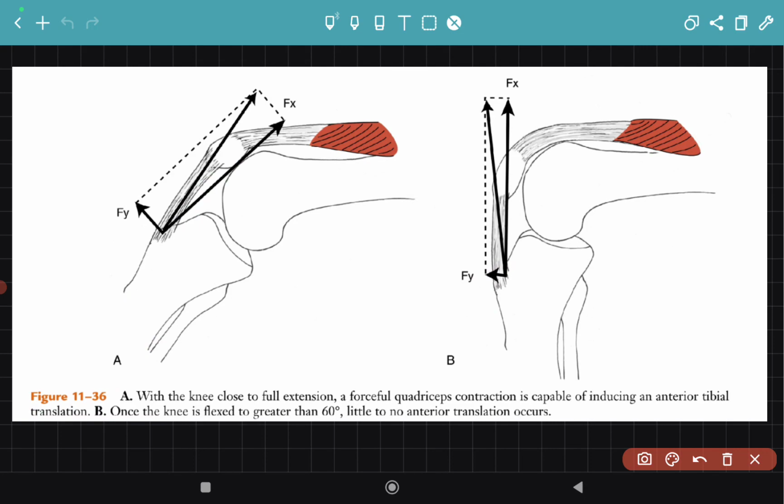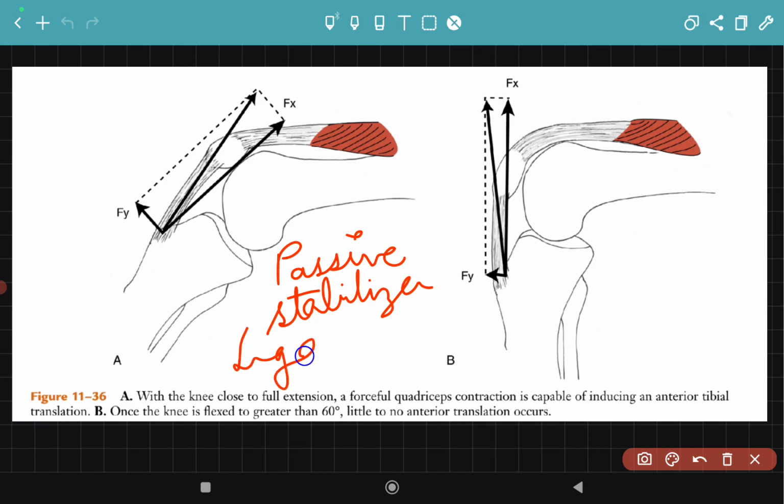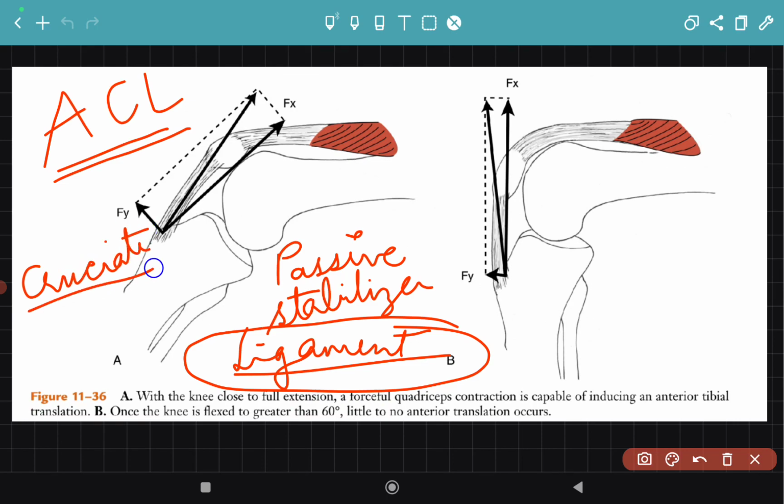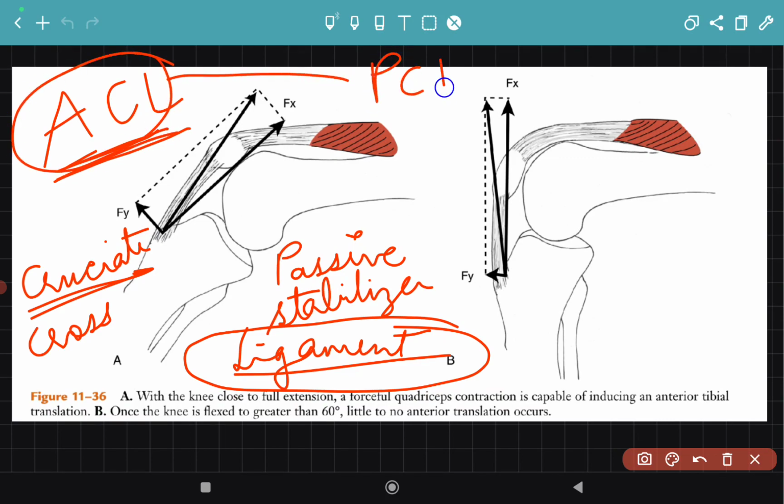The name of that structure or that passive stabilizer is actually a ligament. A ligament is basically a structure holding two bones together. In this case, the name of this ligament is the anterior cruciate ligament. Cruciate means cross. So this anterior cruciate ligament, or ACL, crosses the PCL.